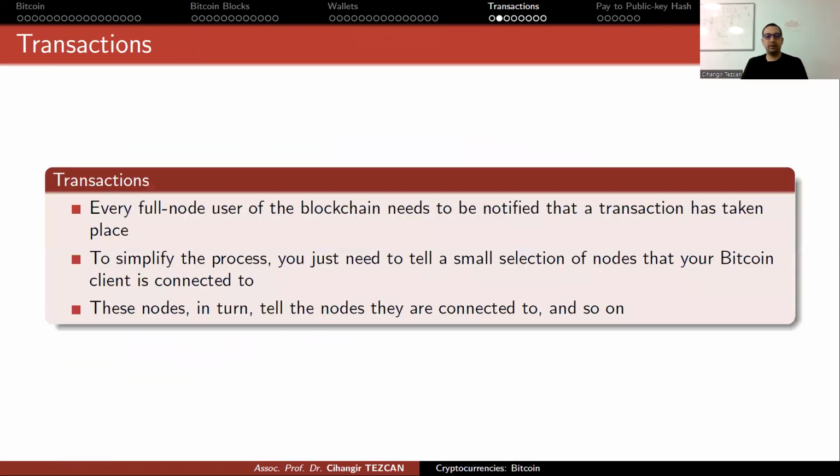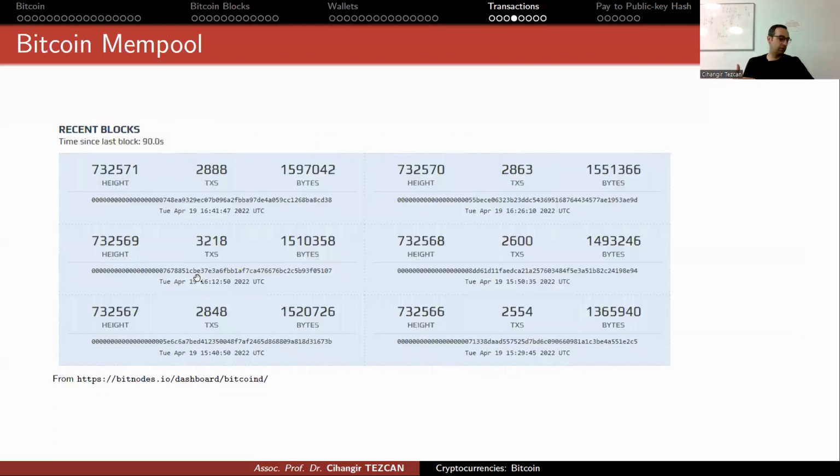Also, another thing I should go back to: whenever you announce a transaction, actually you notify the clients you are connected to. In turn, they're also notifying other clients, and some clients record the IP address of the node that sent this transaction to them. But some people misunderstand this, so they think that that IP address belongs to the person who created the transaction, but actually it is not. So in the Bitcoin blockchain, we don't record the IP address. No IP address is recorded on the blockchain.